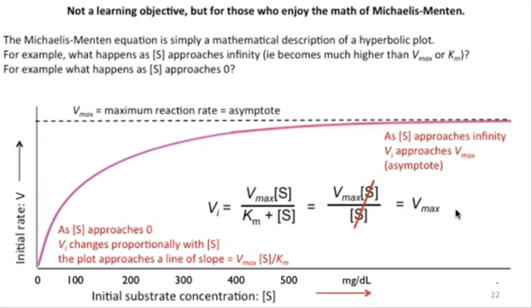So what does that mean? The further we go out on the line, the closer we approach Vmax. This is a hyperbolic plot. I'm hoping that makes sense to you, how the Michaelis-Menten equation gives you this hyperbolic plot, and that the hyperbolic plot simply represents enzyme saturation with substrate.